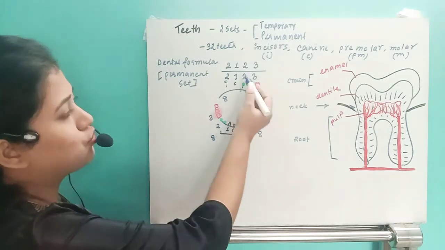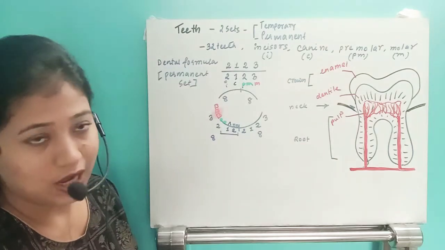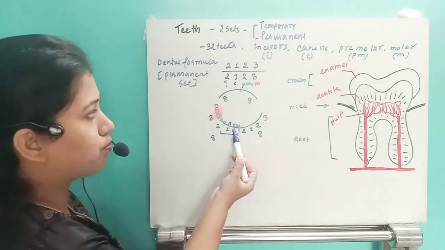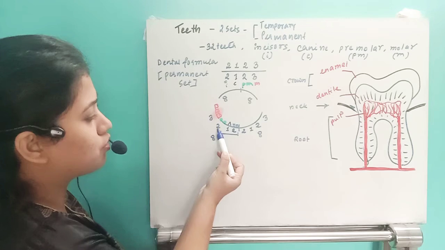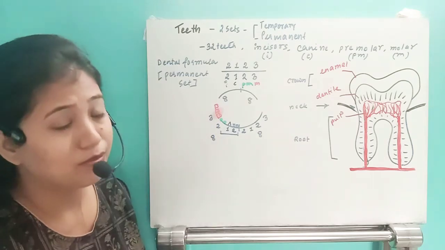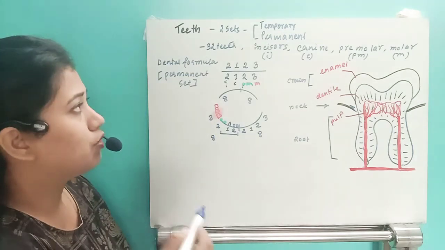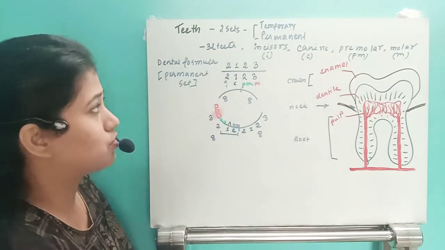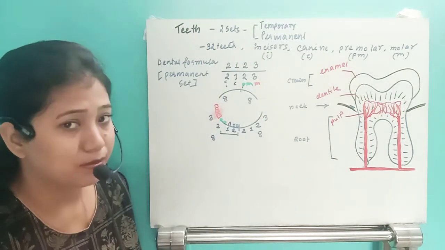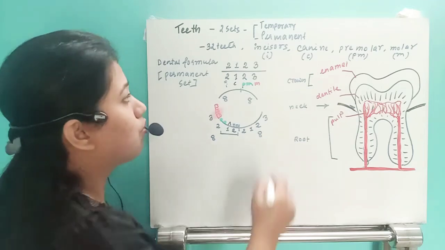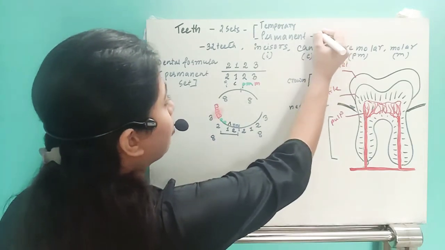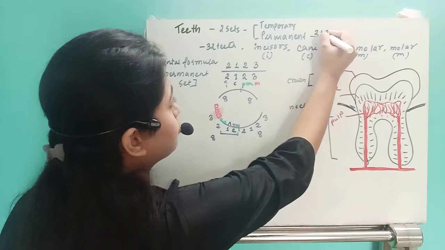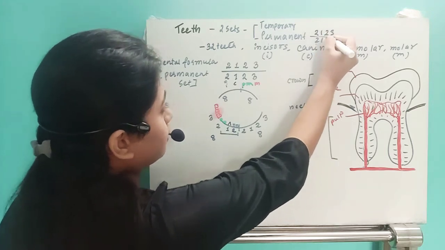What is that? That is 2123 by 2123. I hope you understand: 2 incisors, 1 canine, 2 premolars and 3 molars. So you can see how many sets of teeth we have. We have 2 sets. One is temporary, another is permanent teeth, right? So I have given the dental formula of only the permanent set, that is 2123 by 2123, right?